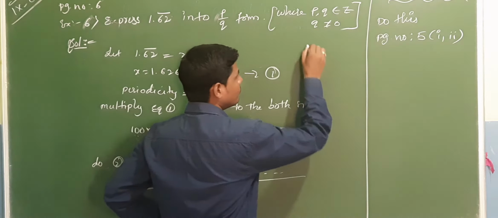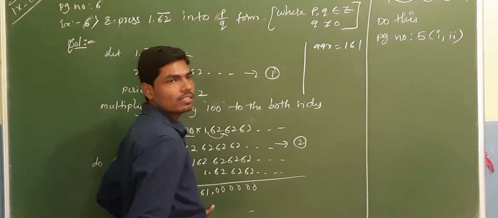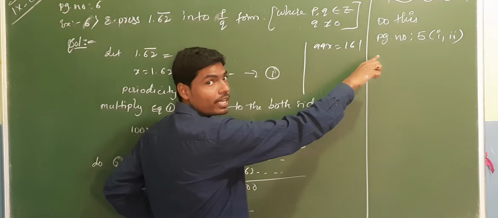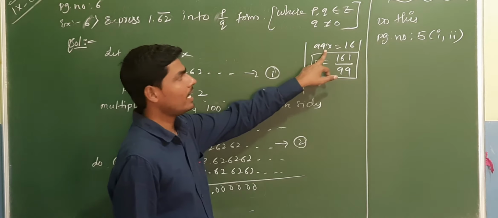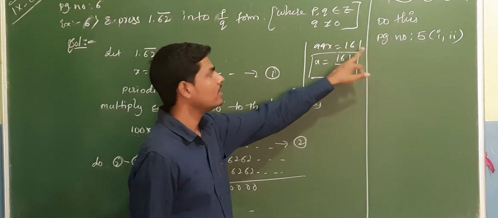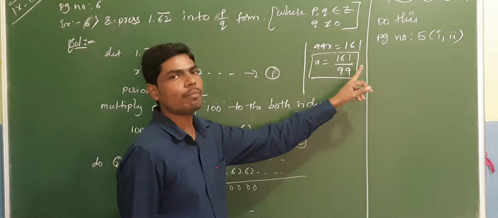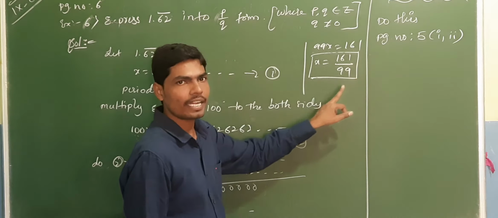So you get 99x is equal to 161. Now the 99, if you send it to that side, it will become divide. Here 99x means 99 is multiplying x. If you send it to the other side it will be divided. So x is equal to 161 by 99.